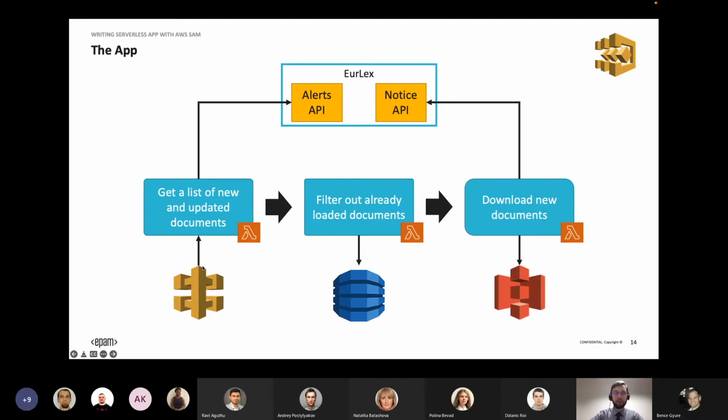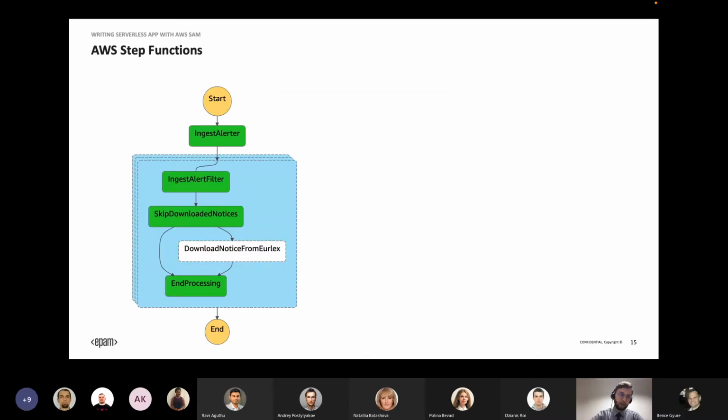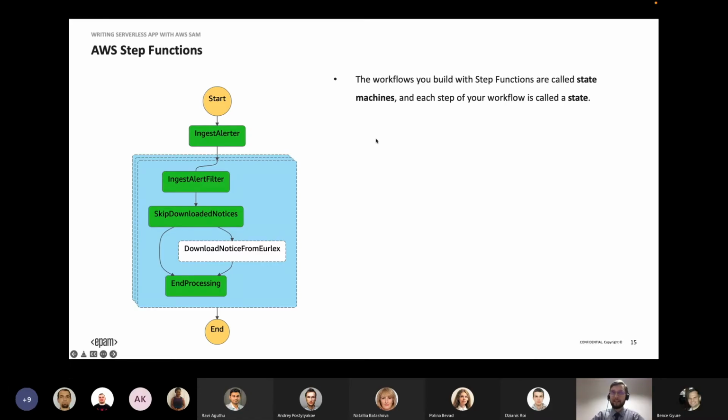Lambda, I have already mentioned it. API Gateway, DynamoDB, and S3 are well-known services of Amazon. What's Step Functions? Step Functions is a thing which allows you to build workflows, technically. So what's a workflow? Actually, it is like a state machine with a sequence of steps.